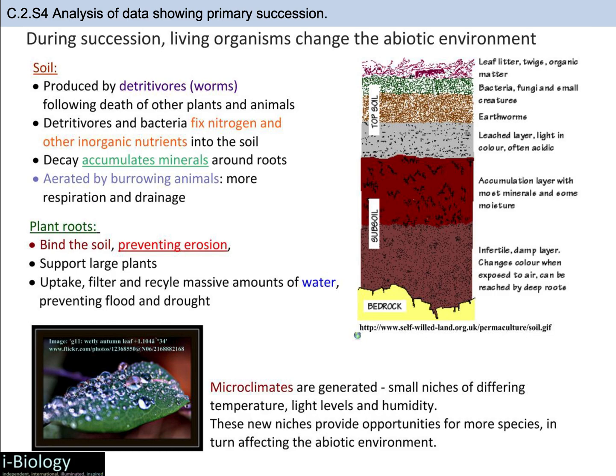Microclimates are also something that can occur, they're not as large of a biome, for example, but they can sometimes occur in little areas like, for example, on the forest floor. It's kind of its own unique microclimate. These are small niches of differing temperatures, light levels, and humidity, and these niches provide opportunities for more species, in turn affecting the abiotic environment. So microclimates built in within larger ecosystem climates really can benefit and change different areas within a biome.